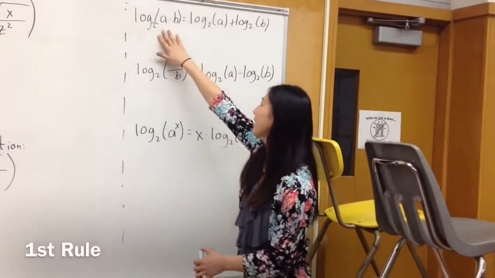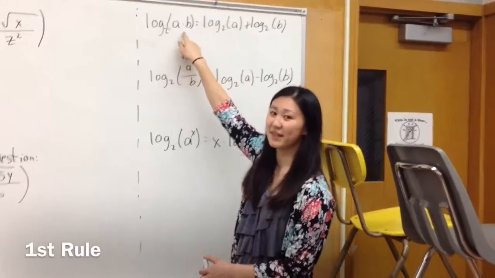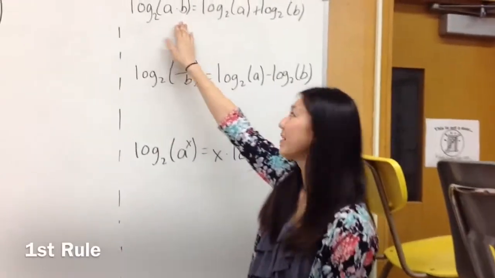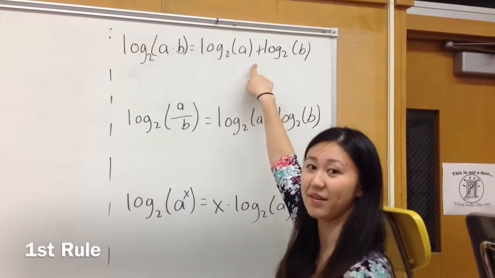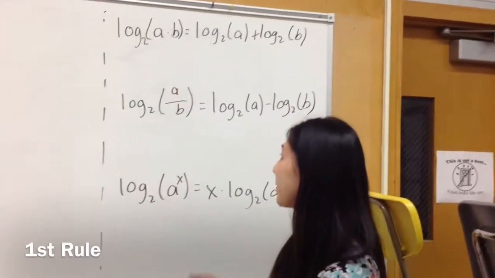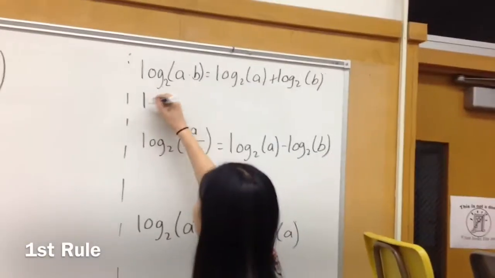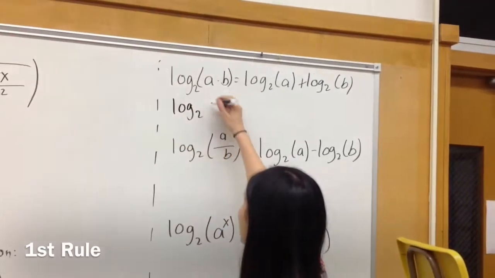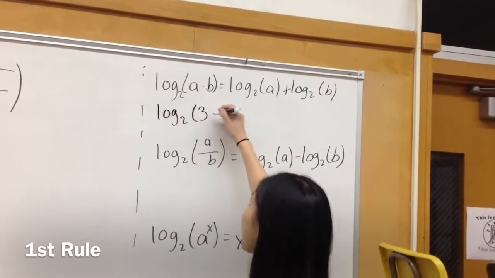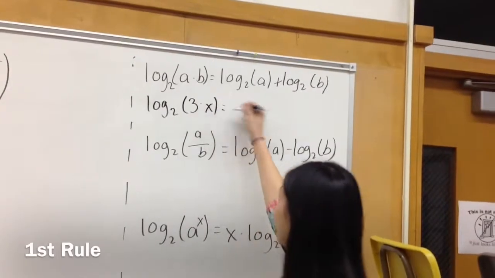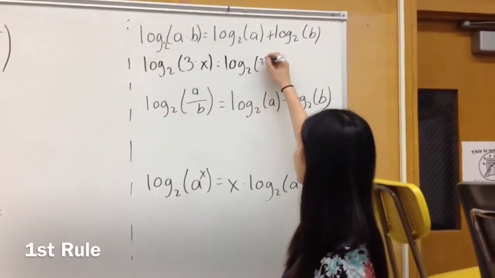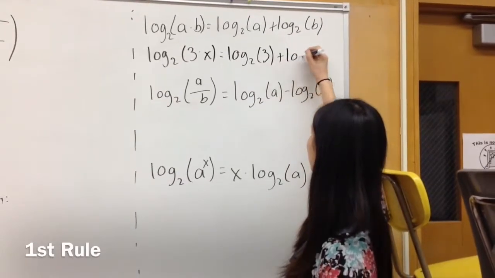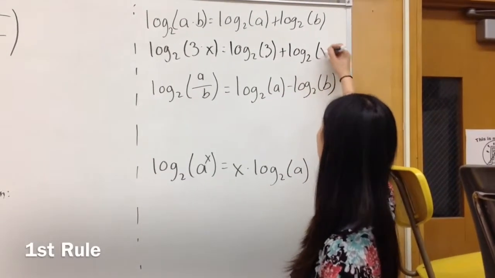So this is our first logarithm rule. We have 2 things inside that are multiplying, and they're going to break up into 2 different logarithms that are adding together. So let me show you an example here. We have log base 2 of 3x. This is going to become log base 2 of 3 plus log base 2 of x.